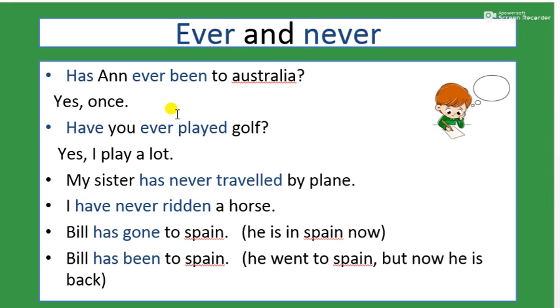My sister has never traveled by plane. I have never ridden a horse. Bill hasn't gone to Spain. Sorry, Bill has gone to Spain. He is in Spain now. Bill has been to Spain. He went to Spain, but now he's back.